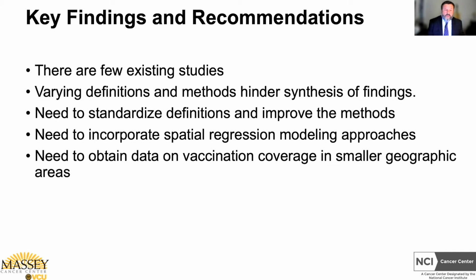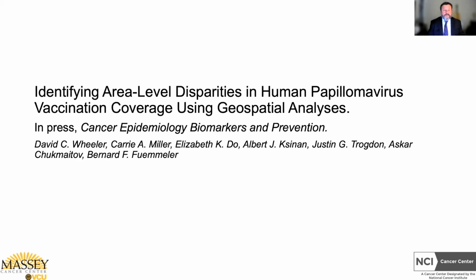So we recommend that we need to standardize some of our definitions and improve the methods that we're using for looking at area-level variation. We need to incorporate spatial regression modeling approaches as well. Finally, there's a definite need to obtain data on vaccination coverage at smaller geographic levels.